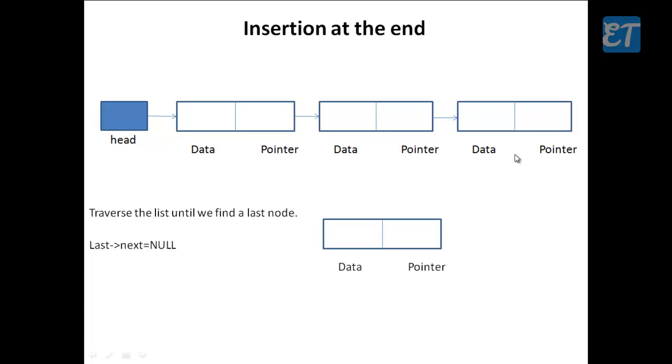So this is the last node here. What we need to do next? We need to change this address part to the address of this particular node by writing last next. This is the last now. Last next is equal to new node.